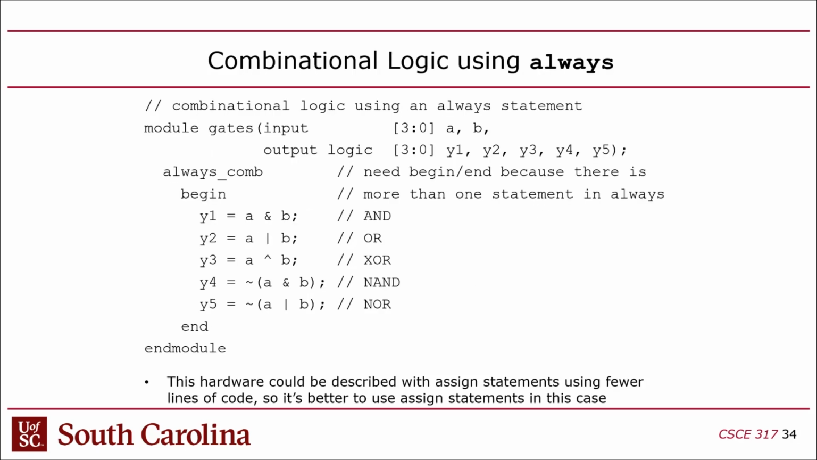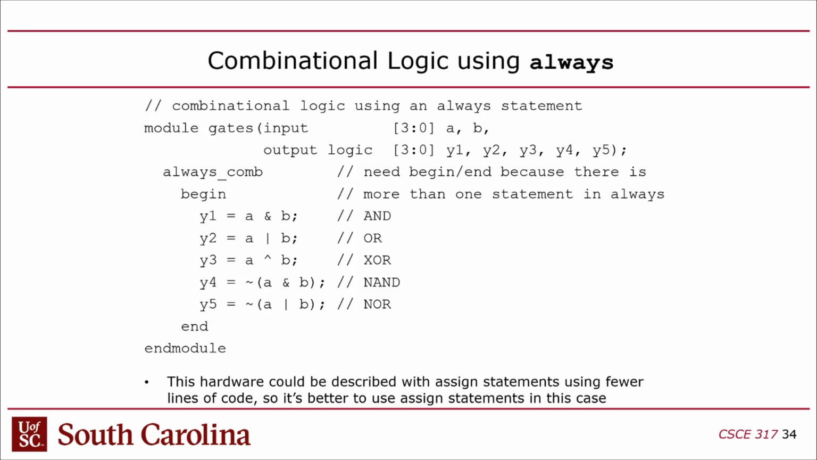There's an example of an always block here that drives multiple signals. It drives Y1 through Y5 all in one always block. So this always block is a circuit. It's going to kind of own all 5 of those signals. Notice it says always_comb.